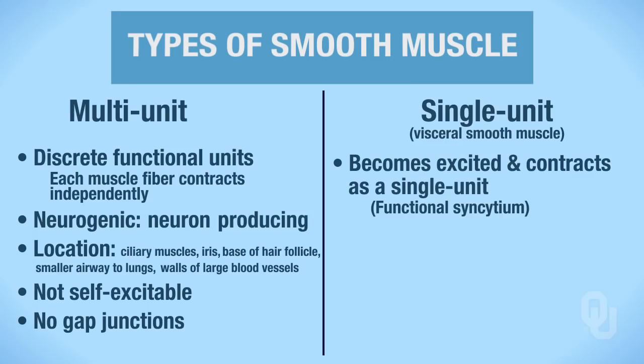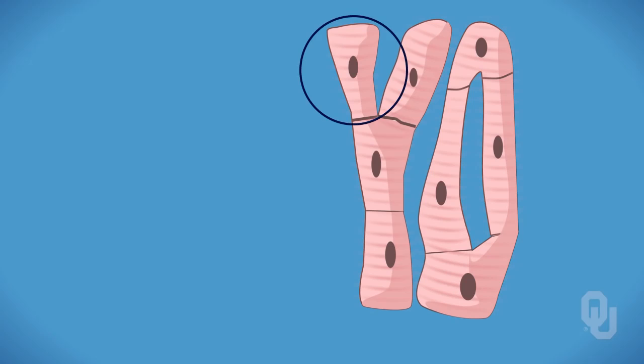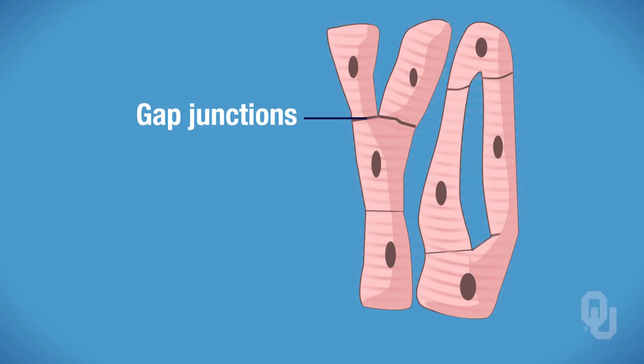This means that single unit smooth muscle is myogenic, which means what? Remember to break down the word. Genic means producing, and myo is muscle. Therefore, it's the muscle cells that initiate contraction. And let's say it's this muscle cell here that initiates contraction. How does this next cell receive that message? Through gap junctions. That's correct. See how the two go hand in hand? If the muscle is myogenic, it will have gap junctions. If it is neurogenic, there is no need for gap junctions.